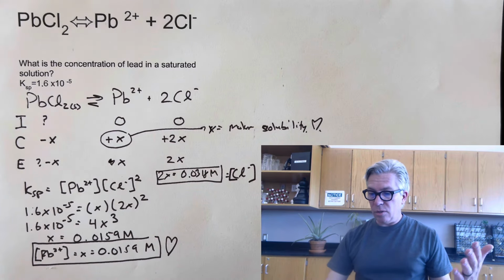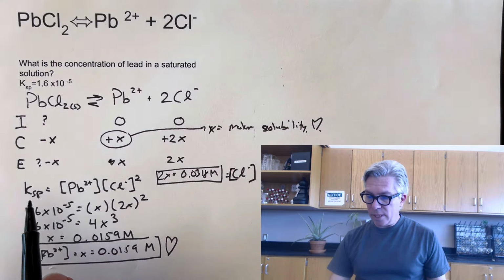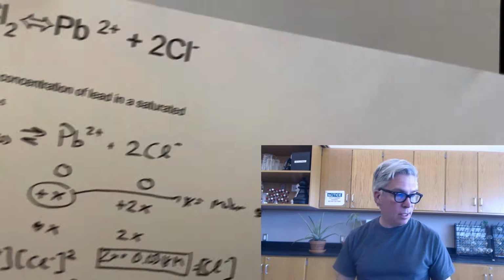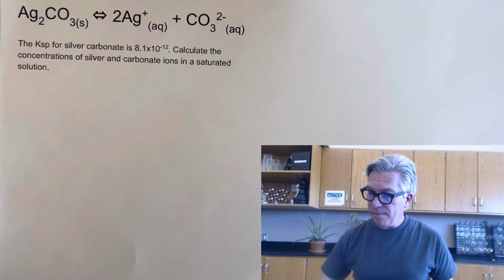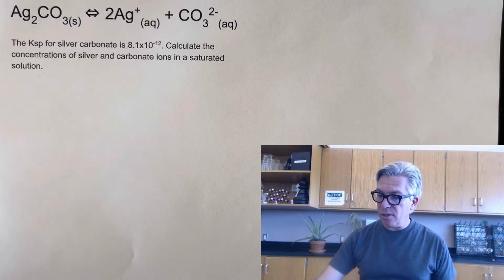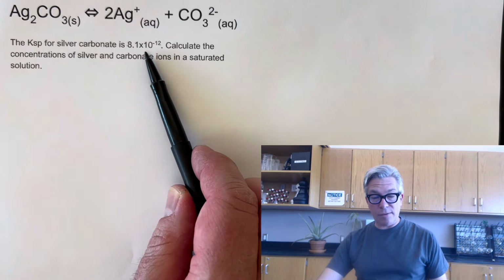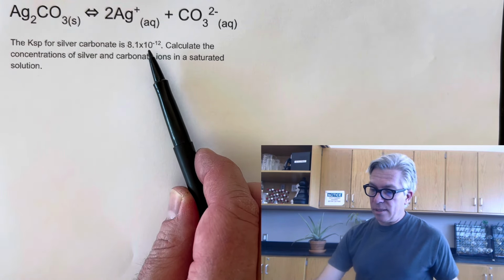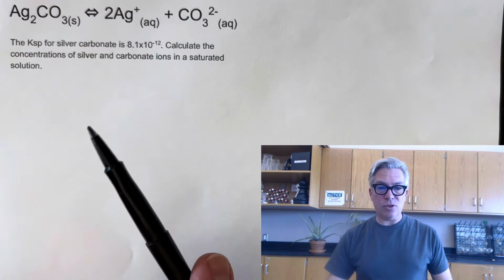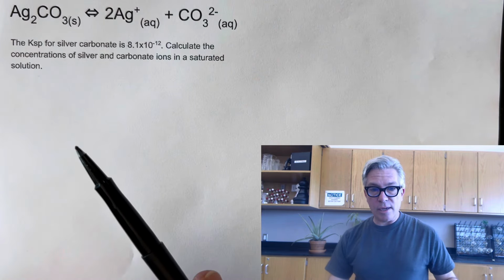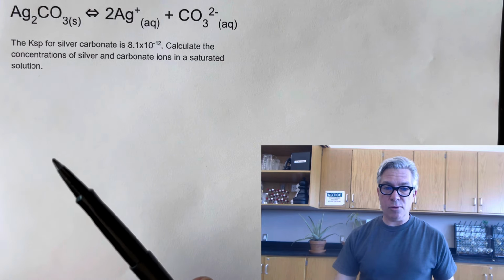So you use the KSP as your equilibrium constant and solve it, remembering to omit the solids in the equilibrium. Now it's your turn to try. Here's one for the dissolving of silver carbonate. And the KSP for silver carbonate is 8.1 times 10 to the minus 12th. So it's a little bit lower than the lead chloride one. Calculate the concentrations of silver and carbonate ions in a saturated solution. If you like, take a moment, pause the video, try this one out, and come back in a couple seconds for the answer.